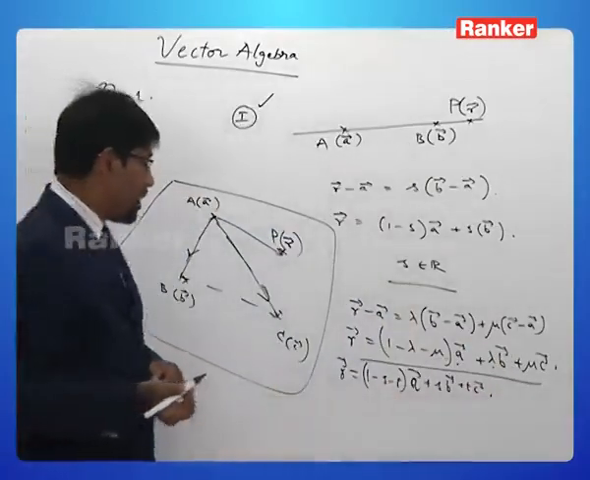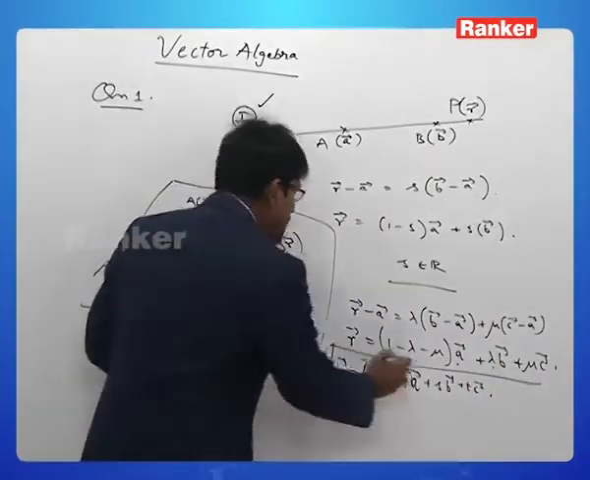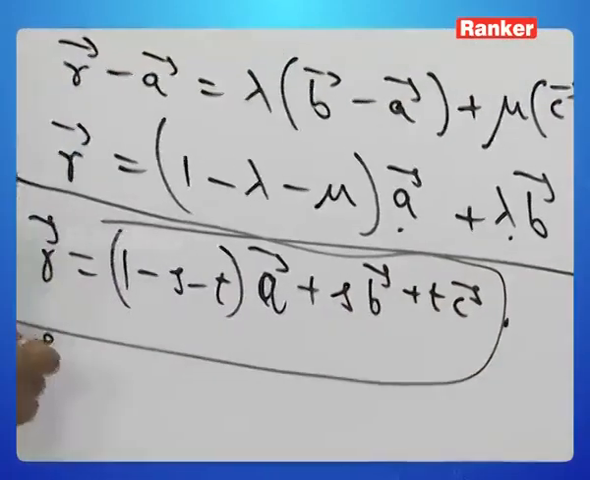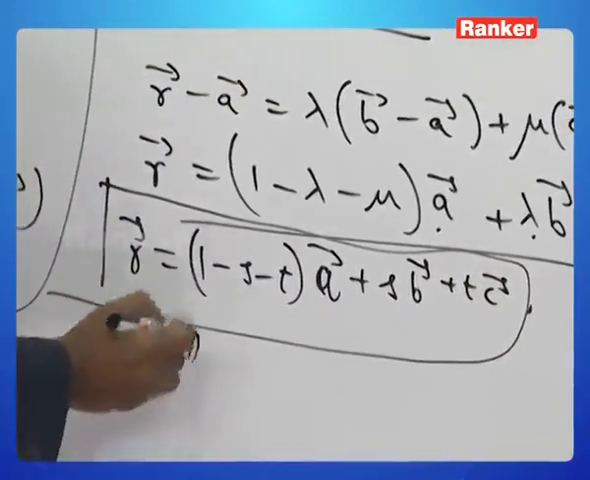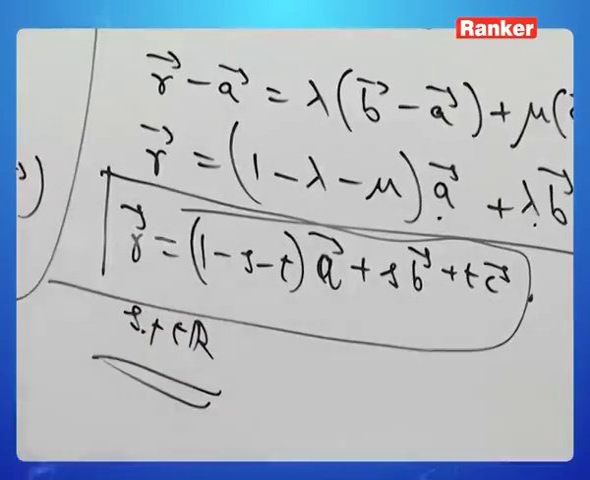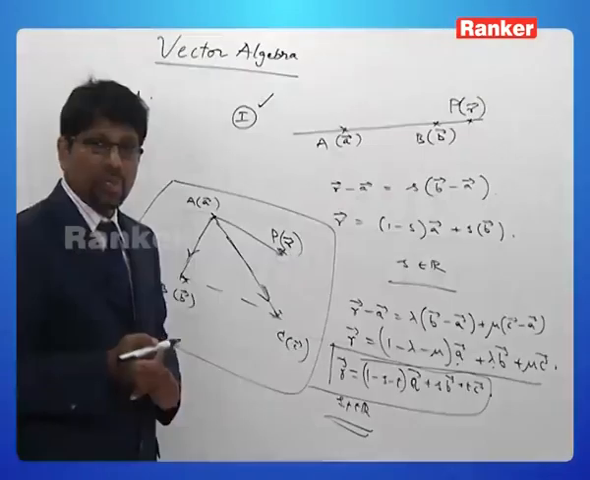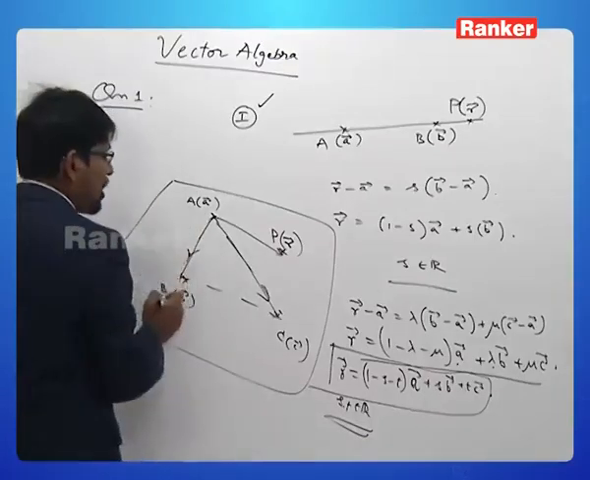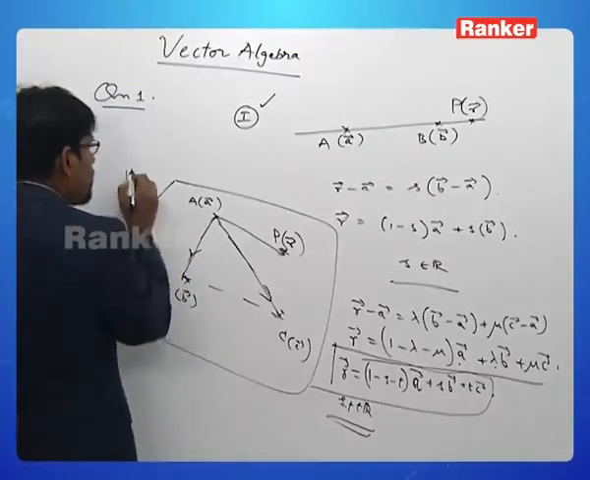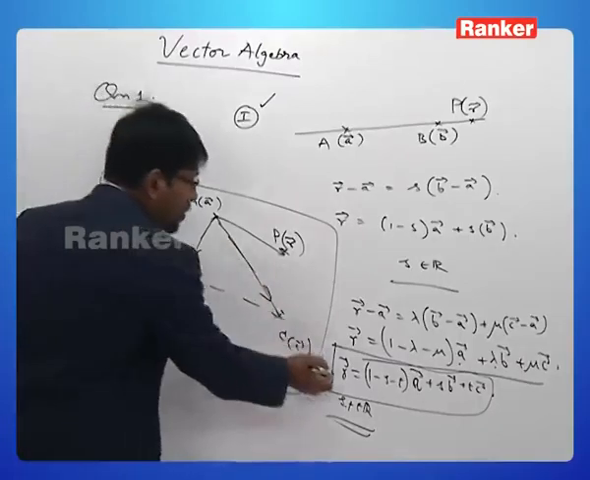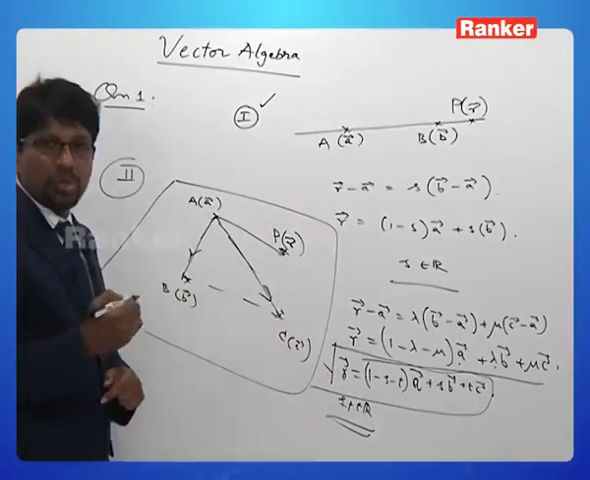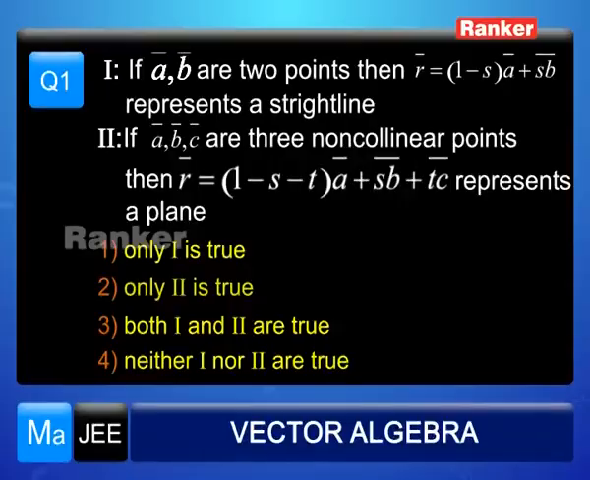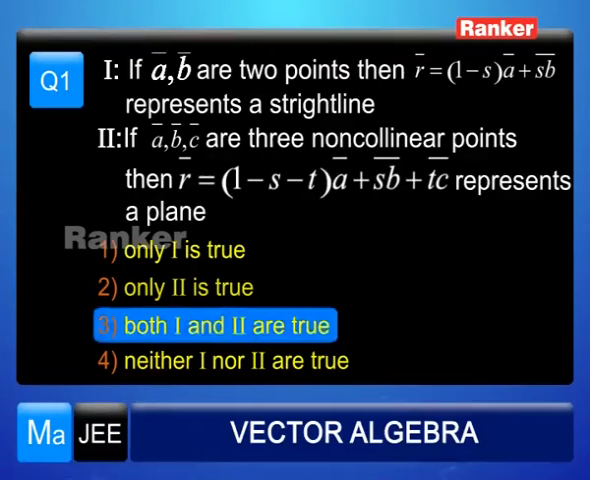So this is also a representation of the plane, where S and T are any real numbers, the parameters of the plane. So option 3 is right. Both statements 1 and 2 are correct, and therefore option 3 is right. The answer is 3.